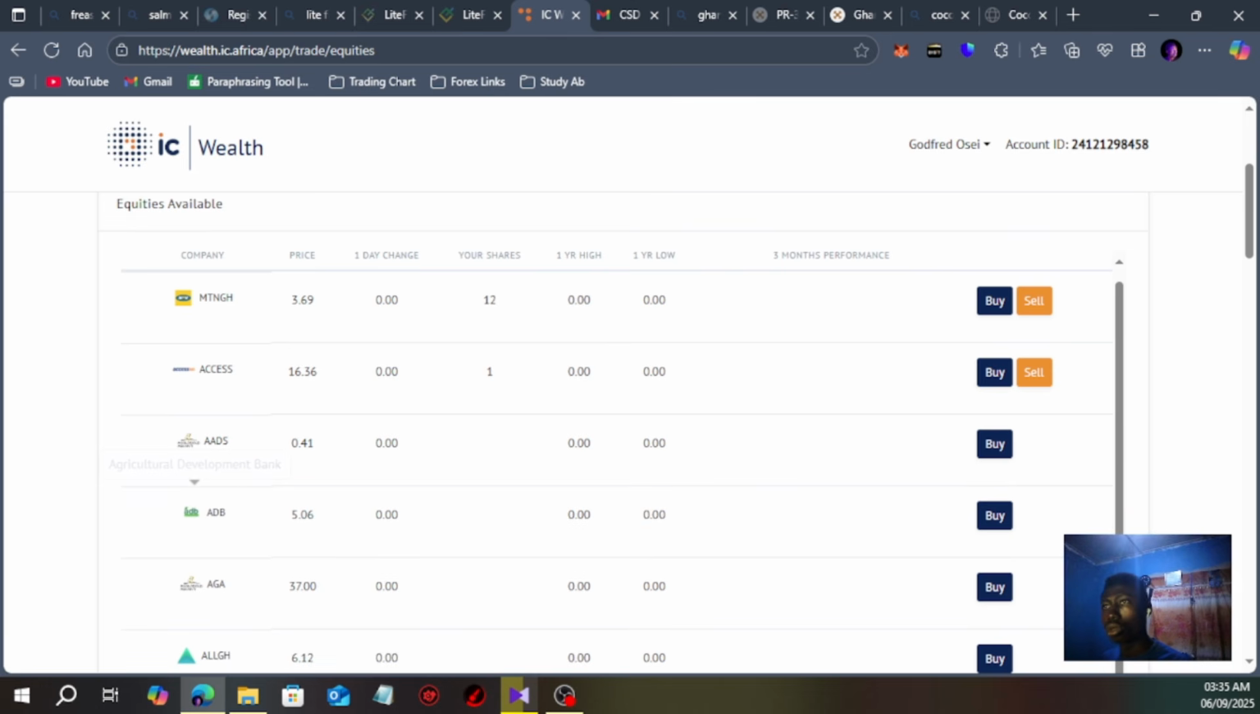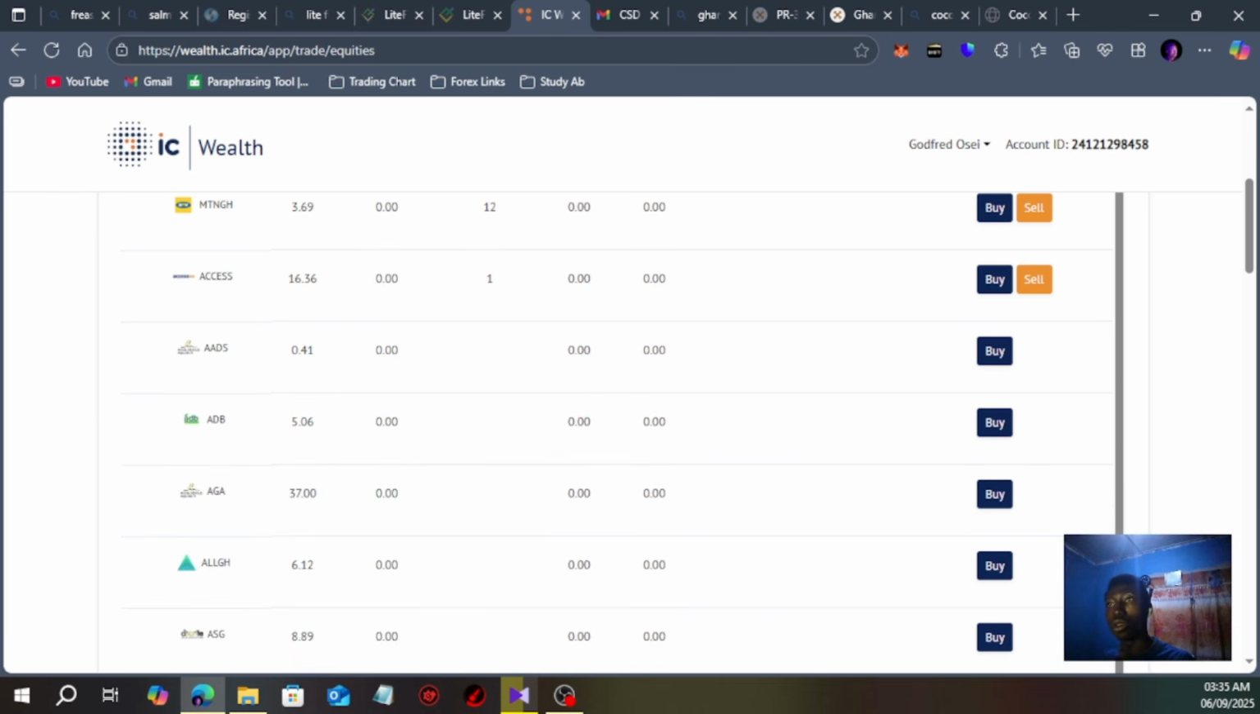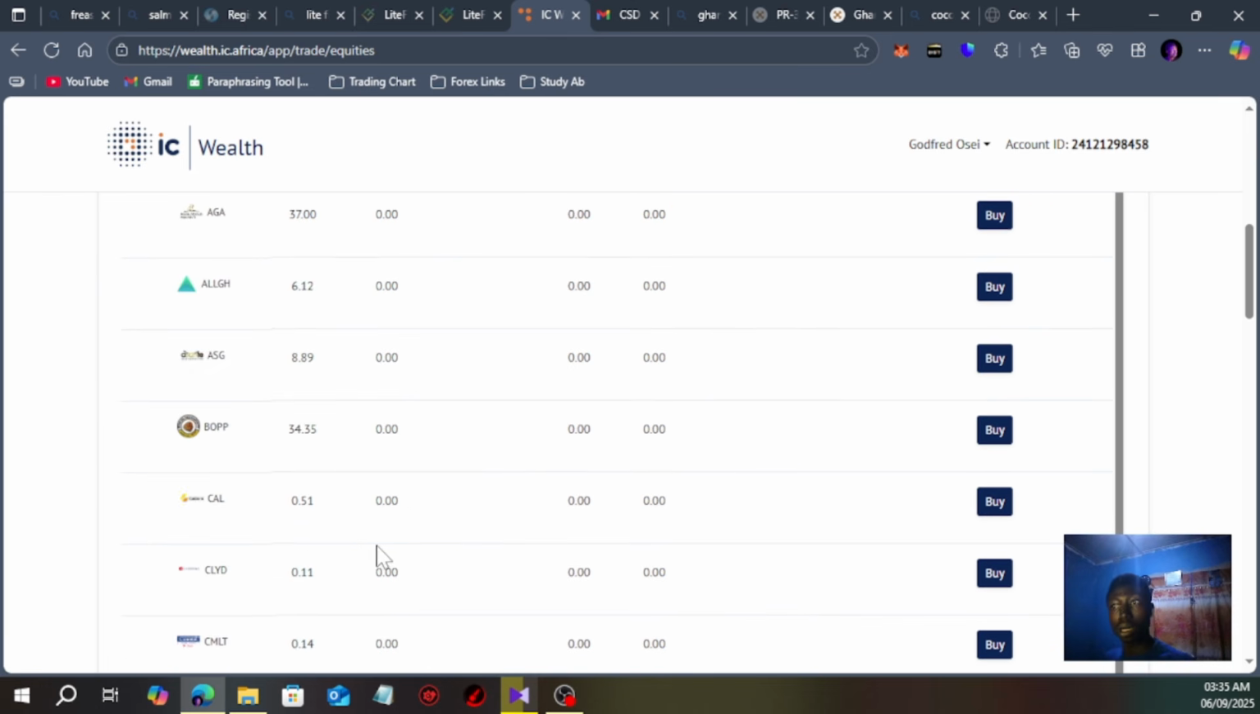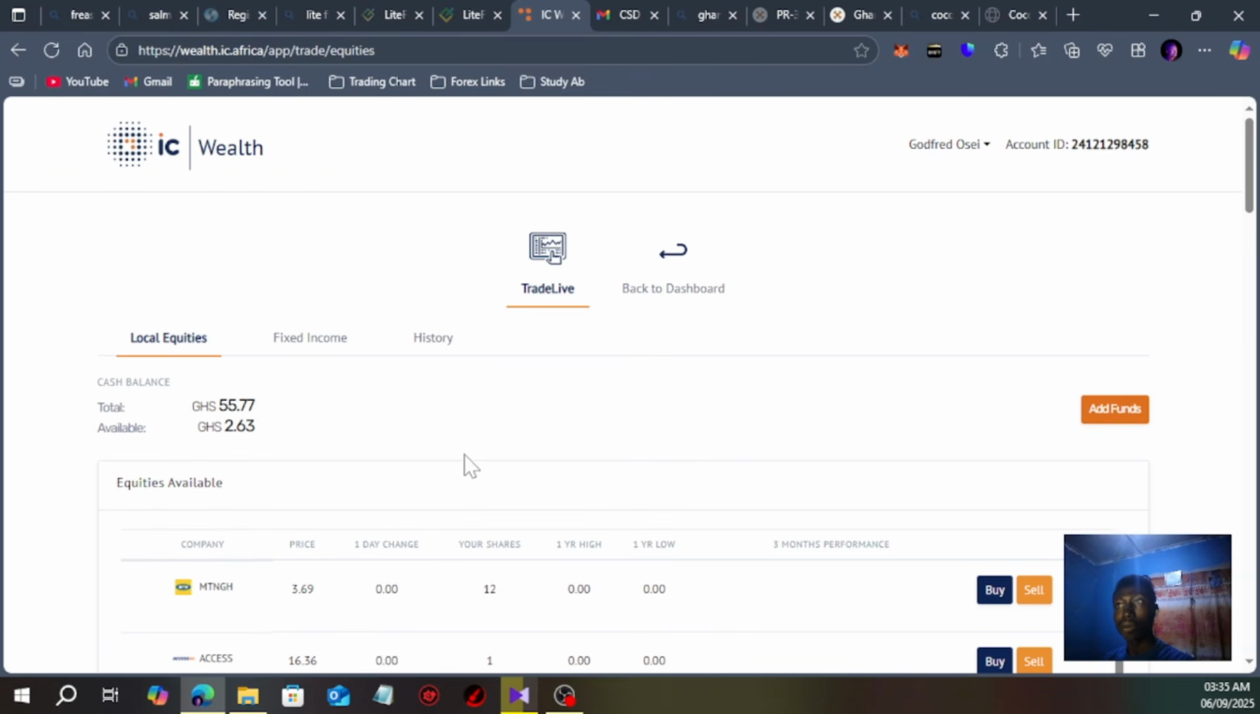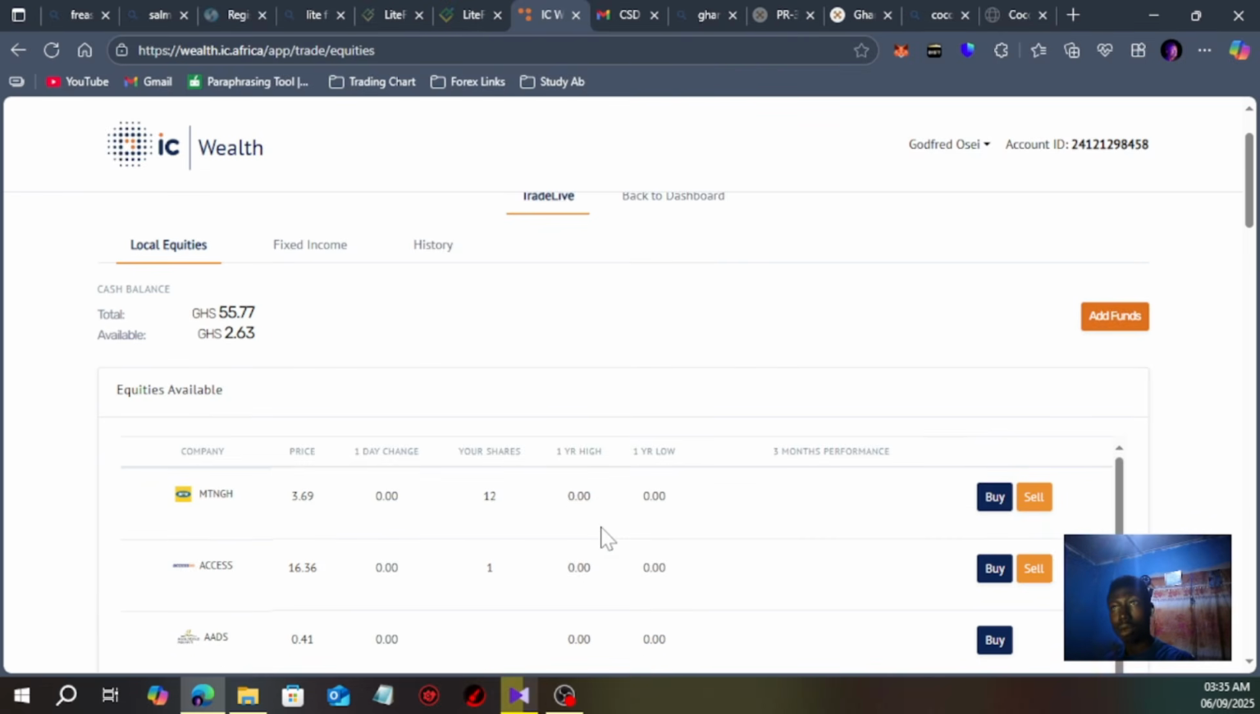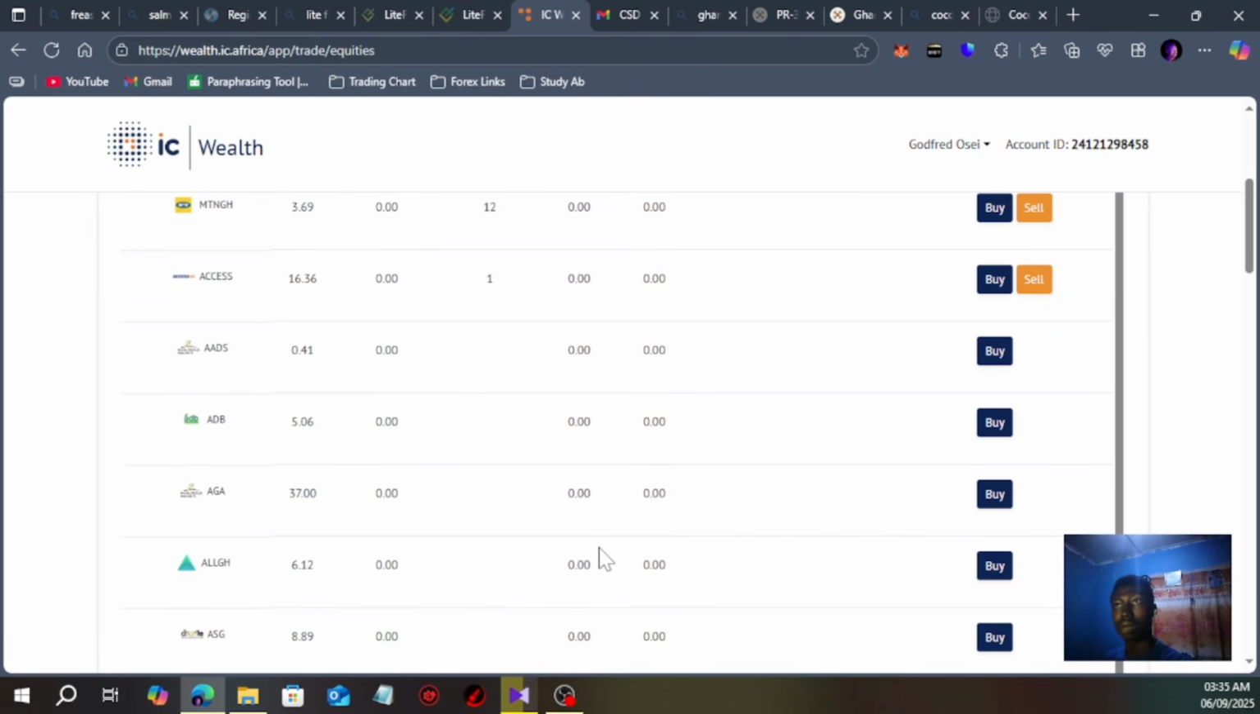So now let me go to one of the banks that I want to buy. I've been doing my own research about it. Let me talk about Car Bank. So Car Bank, I want to buy Car Bank. I have 2 Ghana cedis in my available account, in my cash balance. So I have 2 Ghana cedis in my trading live account. So I'll buy 2 Ghana cedis' worth of shares. I'll try if I can buy 2 Ghana cedis' worth of shares with any company over here.